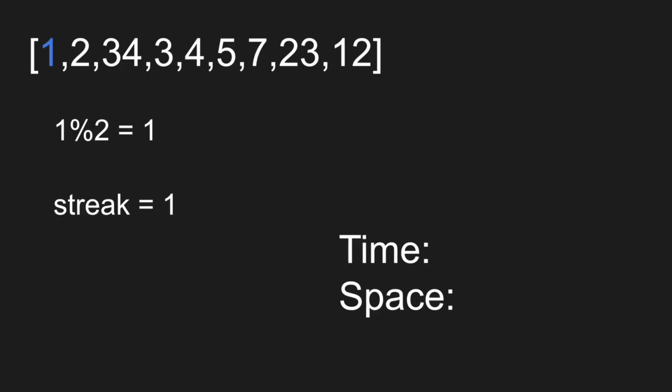So first, 1 is odd, so increase streak by 1. 2 is even, reset streak to 0. 34 is even. 3 is odd, increase the streak. 4 is even, reset to 0. 5 is odd, increase the streak. 7 is odd, streak is 2. 23 is odd, streak is 3. So now that the streak is 3, we can return true.